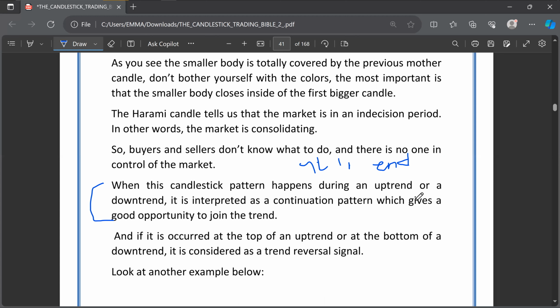But for the continuation ones, we are going to use the phrase "during". So during means we are not yet at the end of the trend, right? And I told you, you can only know the end of a trend by using your resistance and support levels. So when you draw your resistance and support levels, and the price has not gotten there yet, but you see a Harami forming somewhere in the middle, then there's a high chance that the trend is going to continue.